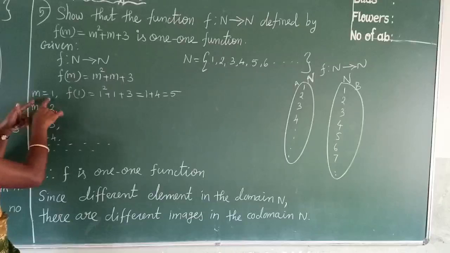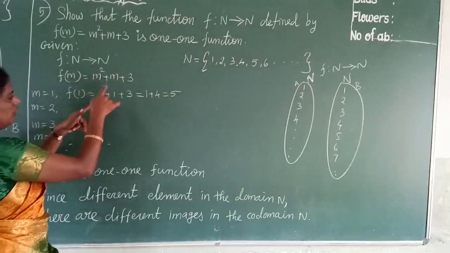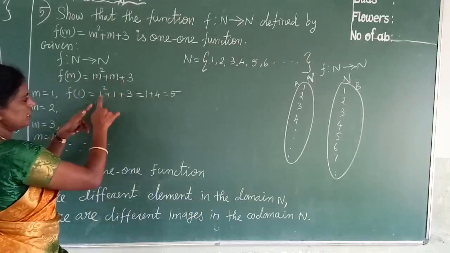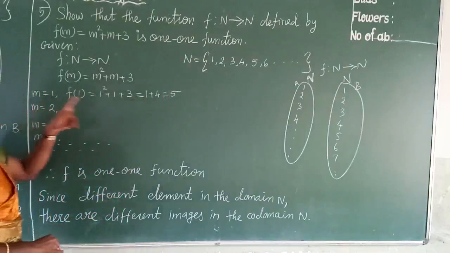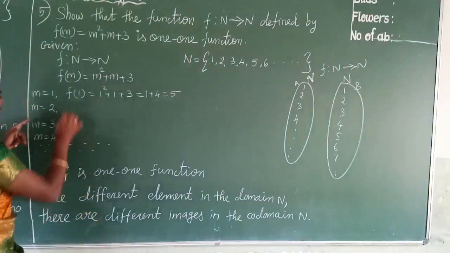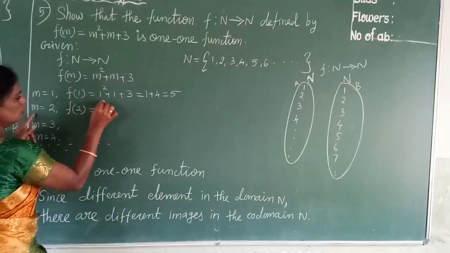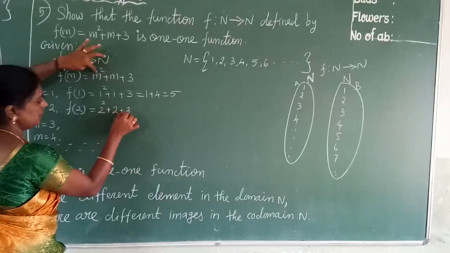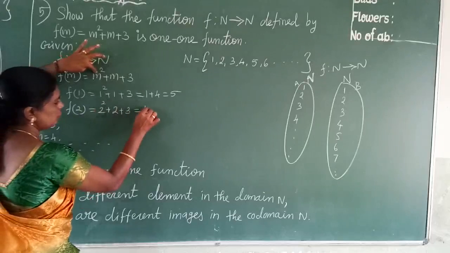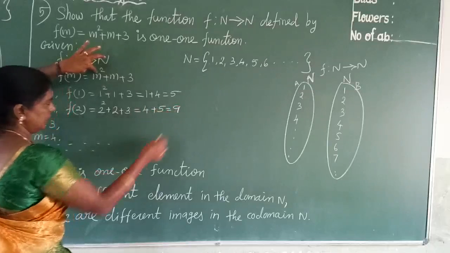So we take m equal to 1. Apply at the m place: f of 1 is equal to 1 square plus 1 plus 3. 1 square, answer 1. 1 plus 3, 4. 1 plus 4, 5. So 1 applied, what we get? 5. Next we apply 2. f of 2 is equal to 2 square plus 2 plus 3. 2 square, answer 4. 2 plus 3, 5. 4 plus 5, 9.